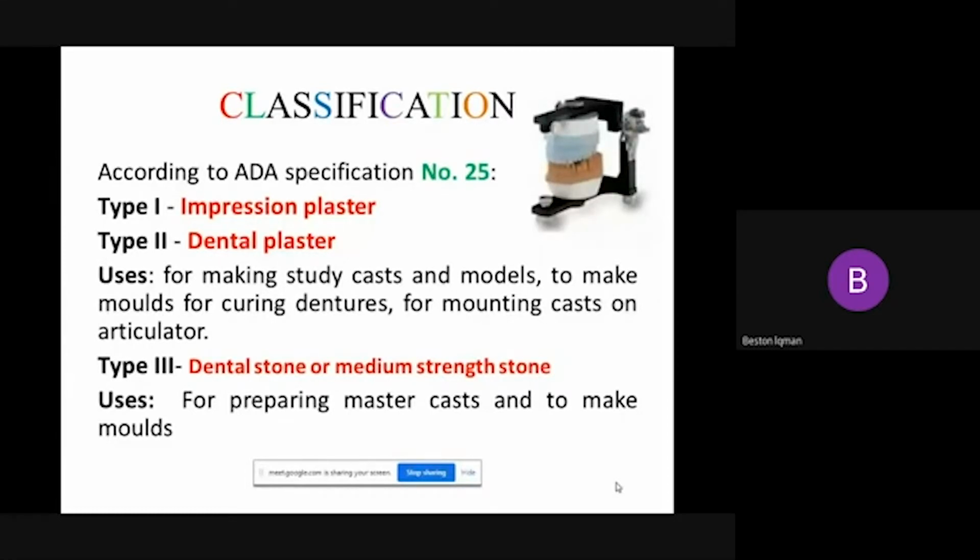Type 2, we have dental plaster. We can use it for general purposes in every work in dentistry, like study cast, model, for curing the denture, mounting the cast on the articulator. All of these purposes can be done by the dental plaster. While type 3, we have dental stone or medium strength stone for preparing master cast and to make molds.